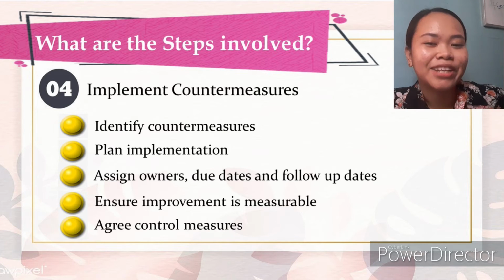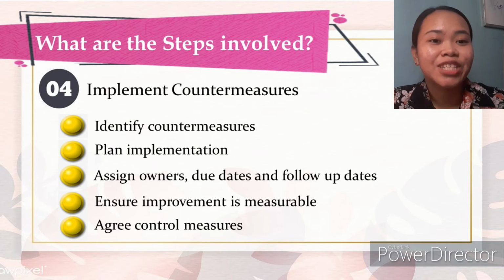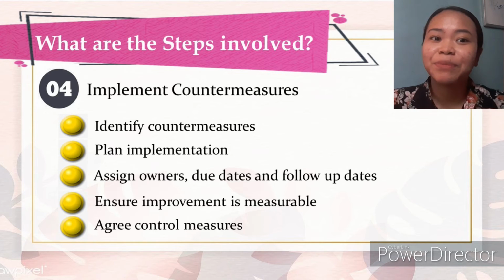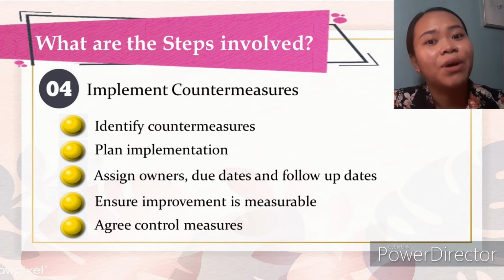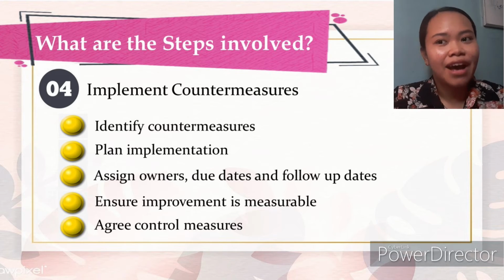And step 4 in the process of the root cause analysis is implementing countermeasures. First is to identify countermeasures. Second, plan implementation. Third, assign owners, due dates, and follow-up dates. Fourth, ensure improvement is measurable. And 5, agree control measures.